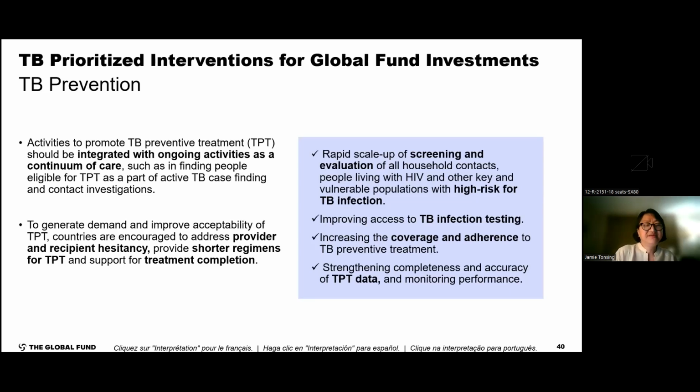So instead of giving a 6-month or 9-month INH regimen, there is now a 12-dose 3HP regimen, for example, that should make treatment completion and acceptability much better. On the right side, again, like in other slides, are our program essentials: rapid scale-up of screening and evaluation of all household contacts, people living with HIV and other high-risk groups for TB infection, improve access to TB infection testing, and increase the coverage and adherence to TPT. Importantly, in many countries there is an issue with availability of data for TPT. We need to make sure our M&E systems are strengthened to be able to report on TPT data.